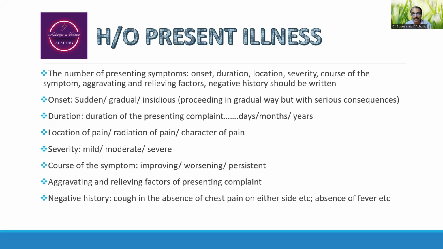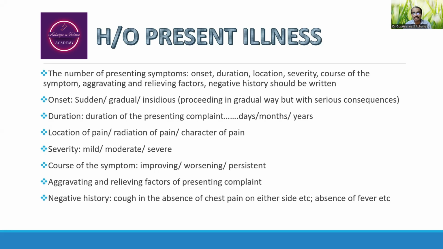When you think about the severity, it is usually a relative term as far as the suffering individuals are concerned. That means, depending upon one's physique or the strength of his psyche, the severity may vary. That is mild, moderate, and severe. Then comes course of the symptom, in the sense, whether it is improving, worsening, or persistent. These are the three courses of the symptom that can be mentioned here.